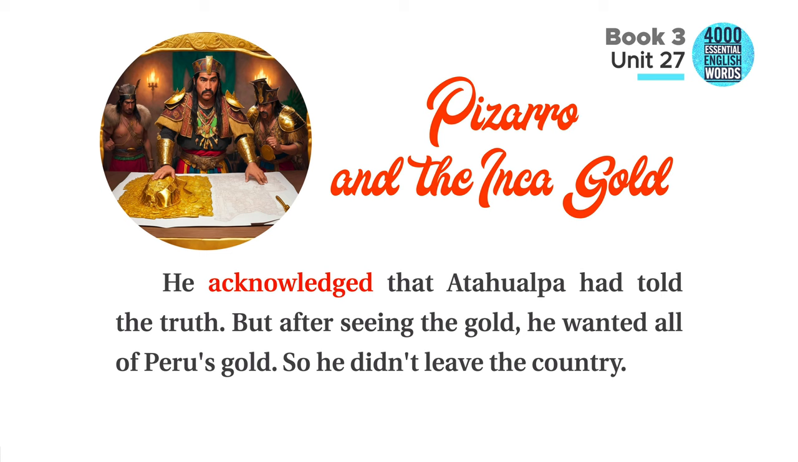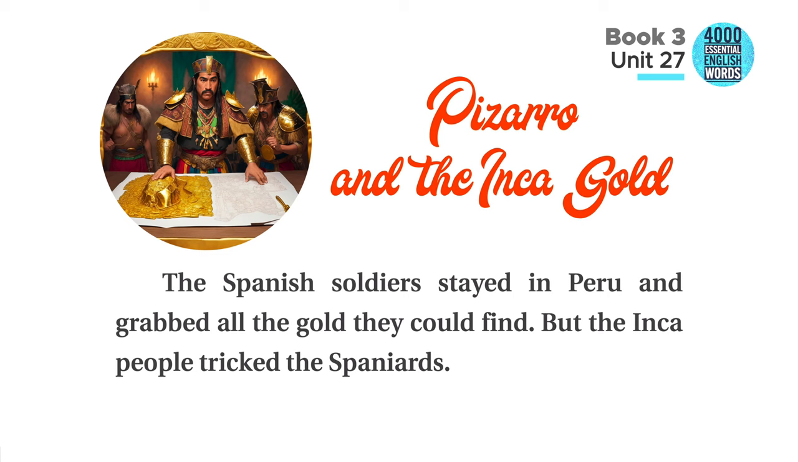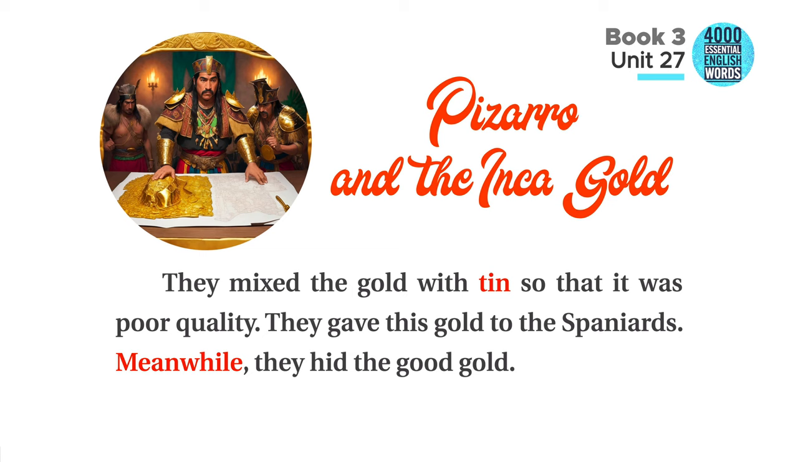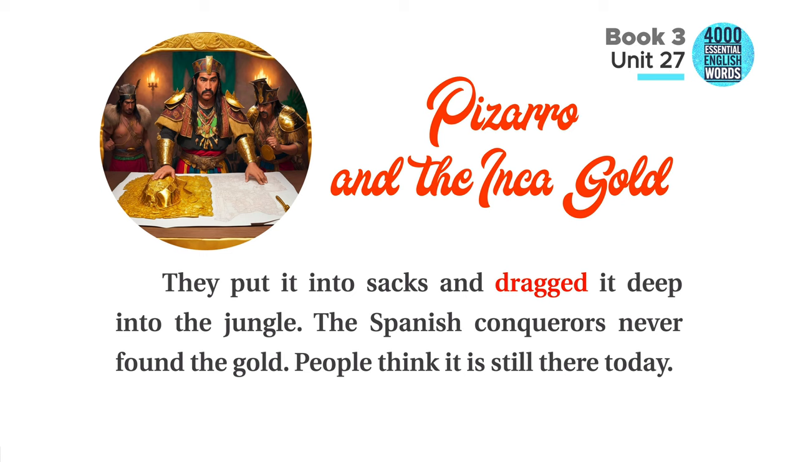The Spanish soldiers stayed in Peru and grabbed all the gold they could find. But the Inca people tricked the Spaniards. They mixed the gold with tin so that it was poor quality. They gave this gold to the Spaniards. Meanwhile, they hid the good gold. They put it into sacks and dragged it deep into the jungle. The Spanish conquerors never found the gold. People think it is still there today.